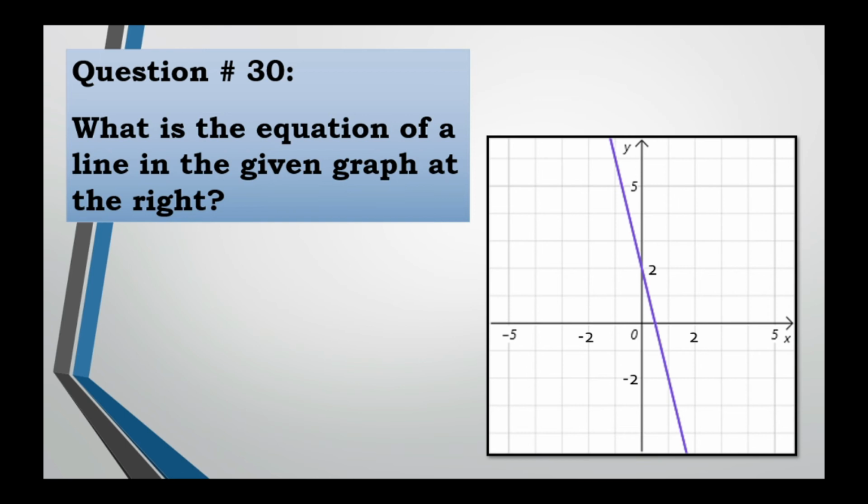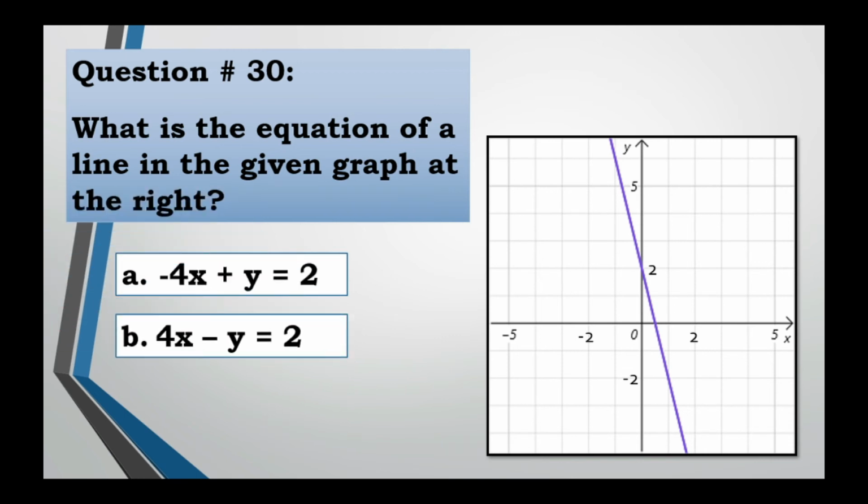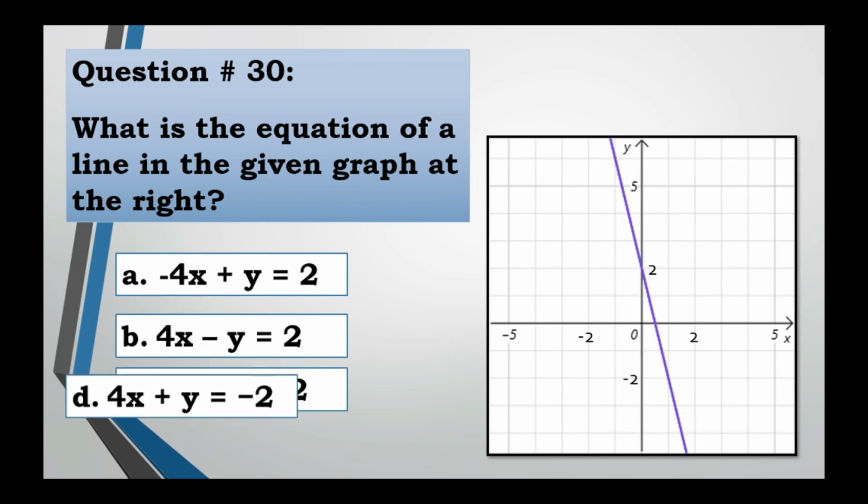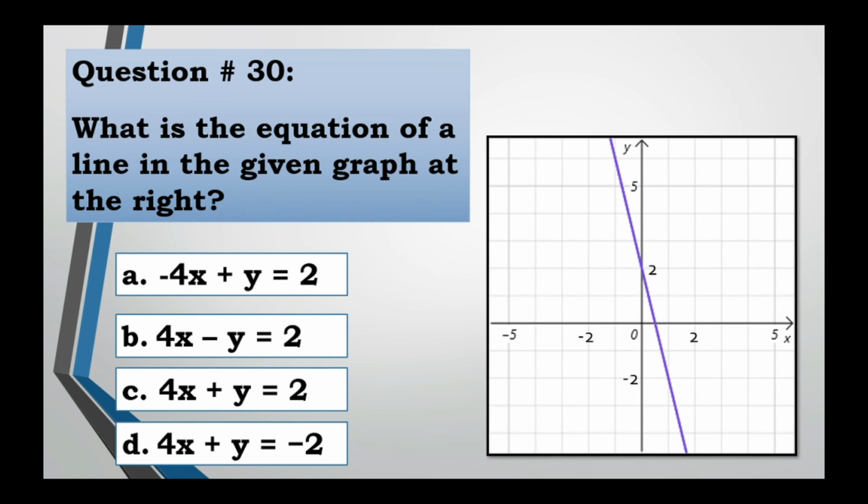Question number 30. What is the equation of the line in the given graph at the right? Letter A, negative 4x plus y equals 2. Letter B, 4x minus y equals 2. Letter C, 4x plus y equals 2. Letter D, 4x plus y equals negative 2.